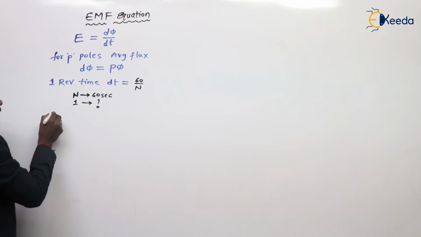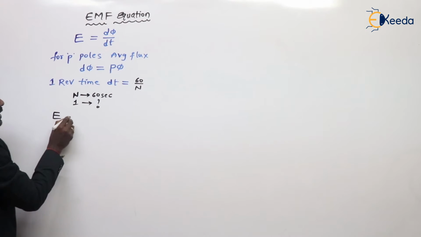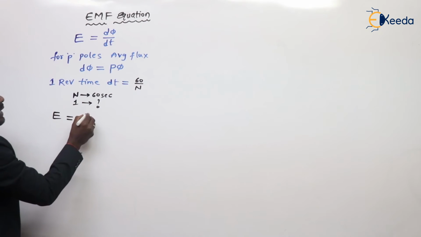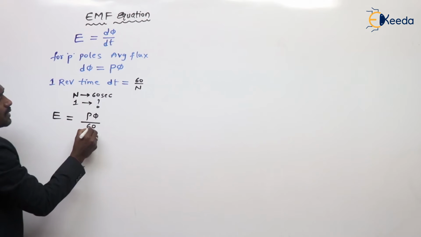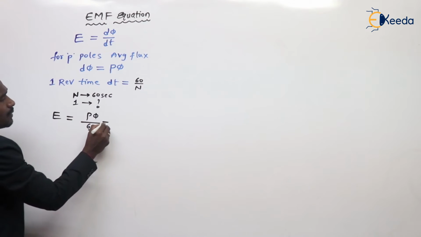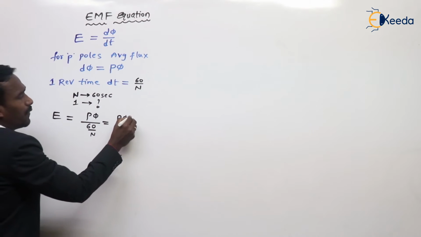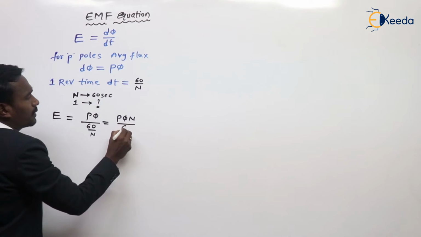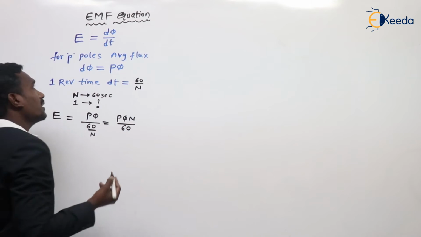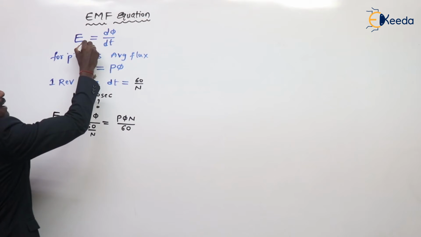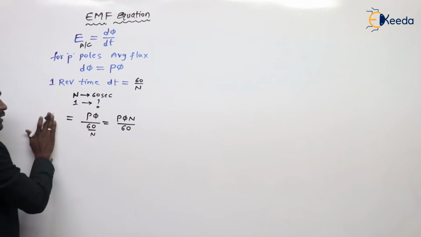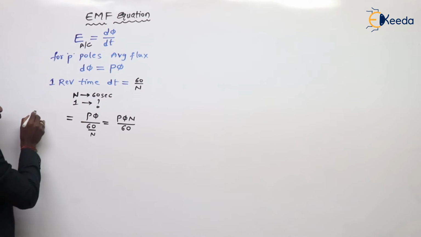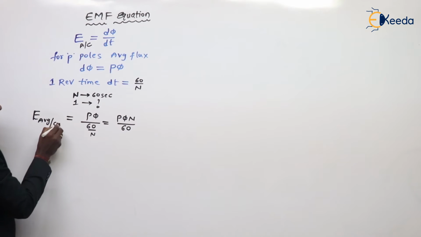Now substitute here in the EMF equation. E is equal to d phi upon dt, nothing but P phi upon 60 upon N, nothing but P phi N upon 60. This is the E average per conductor. This is the EMF equation of E average per conductor.